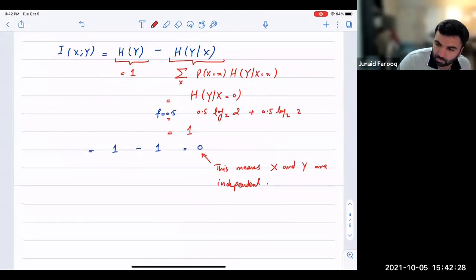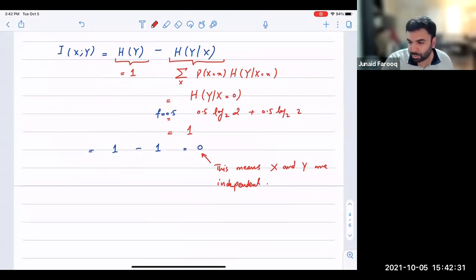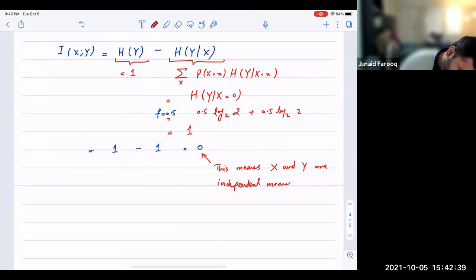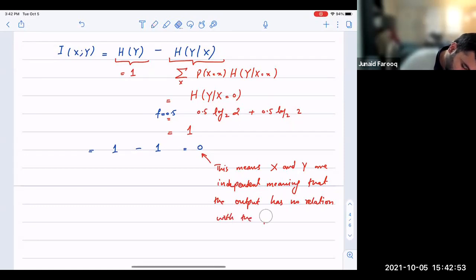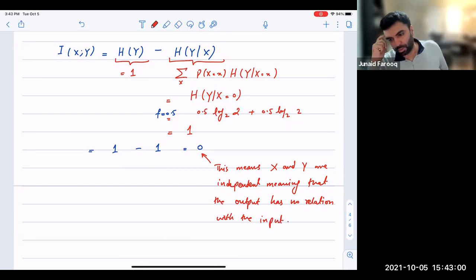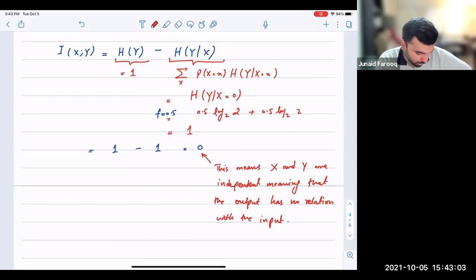Meaning, what you send at the input and what you receive at the output are completely independent. So they have no relationship. You could have sent one message and received another completely different message, which has no correlation, no association with the input. And which makes sense, because you are sending an equally likely symbol that goes through a channel that distorts everything with a probability of half.